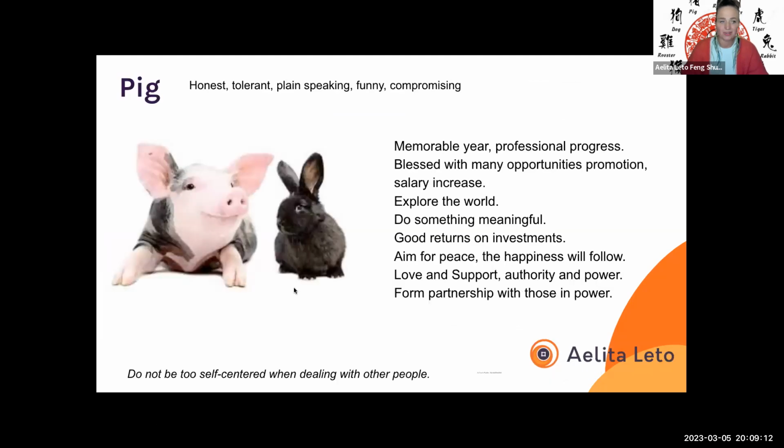And the happy go pig, honest, tolerant, plain speaking, funny, compromising. So bunnies or rabbits love the quality of the pig. Because the pig's inner element relates to water chi, it's another compatible, a good year for the pig to abundantly do what you have intended, what I describe as energetically available to you. Again, meditative state, meditation for all the animals, but especially how you transform is profound this year.